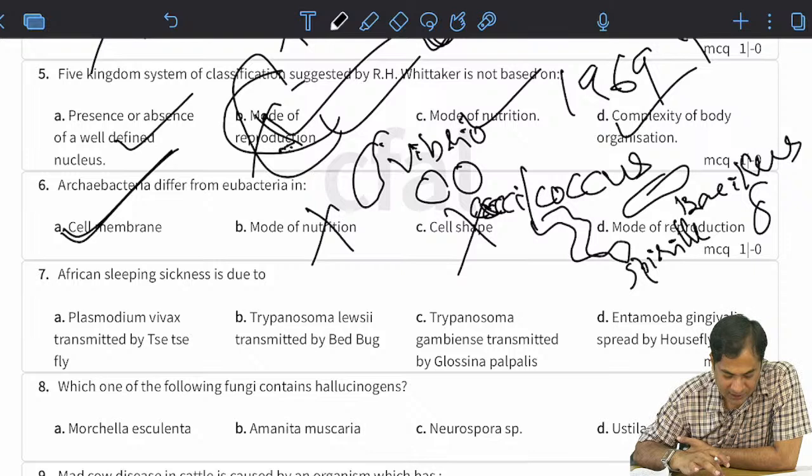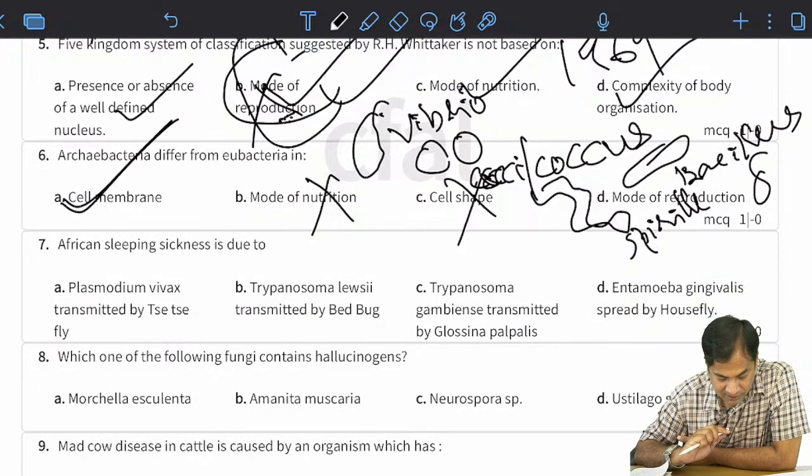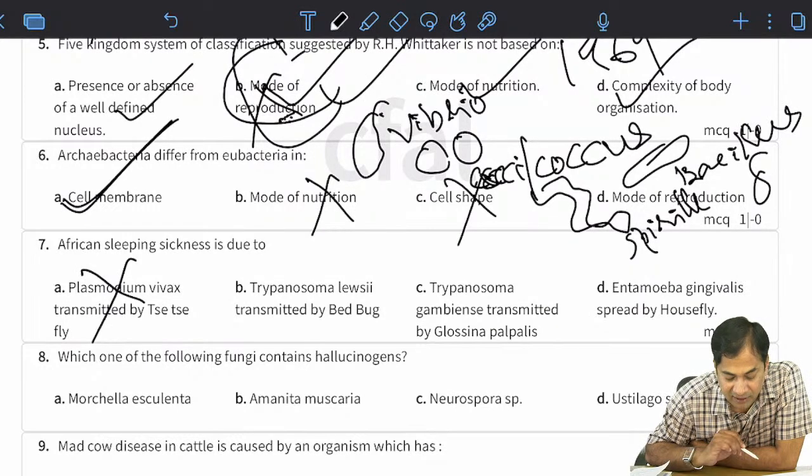Okay, so African sleeping sickness is due to... You know, African sleeping sickness is caused because of Trypanosoma, and Trypanosoma is a genus. Trypanosoma has many species. Let us see the options one by one now. First option, Plasmodium vivax. You know that Plasmodium vivax causes malaria. So this is wrong because they have asked sleeping sickness. Plasmodium vivax, Plasmodium falciparum, Plasmodium malariae, these are the three species which cause malaria. You have learnt this in the chapter Human Health and Diseases. So this is the wrong option.